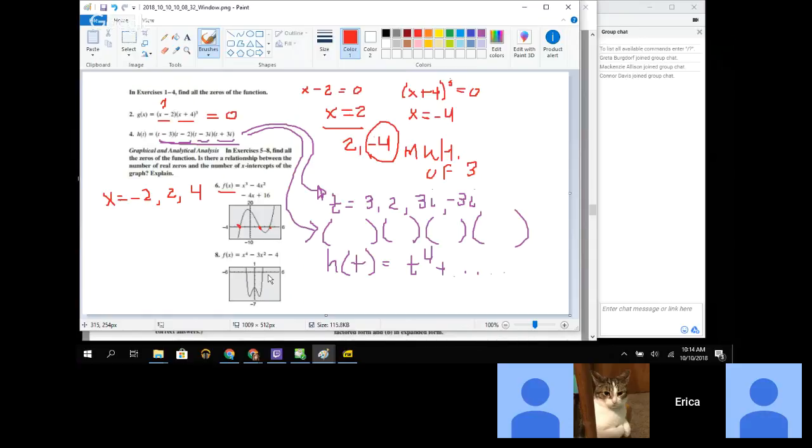Okay, so all of the zeros in equation number 6 are real zeros, right? There's no complex number zeros. They're all in the real number scheme. So that's good, right?